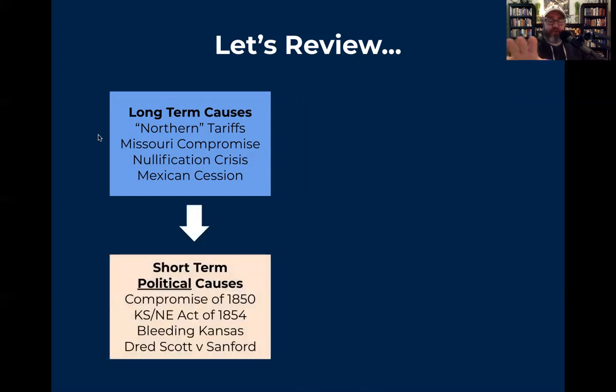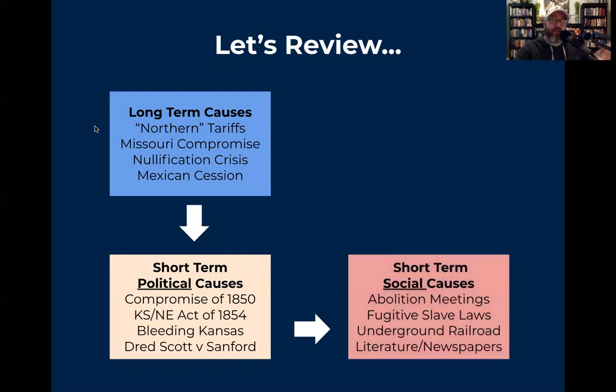We've got the political short-term causes. These are all going to be political in nature. Again, the Compromise of 1850, Kansas-Nebraska Act of 54, Bleeding Kansas, and Dred Scott. That's going to address the political component of this, but we need to, of course, address the social causes of the Civil War. Abolition meetings and the fugitive slave laws we talked about under Henry Clay's Compromise of 1850, the Underground Railroad being led by Harriet Tubman, and the literature and newspapers by Harriet Beecher Stowe.